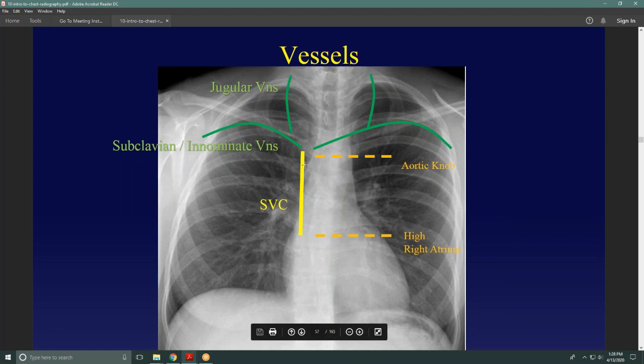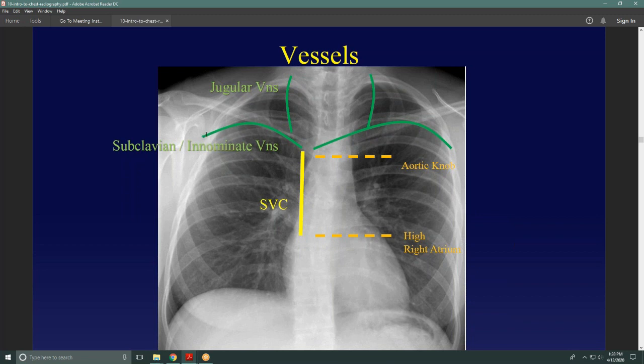Now, of note, this is your superior vena cava here, which extends roughly from the superior margin of the aortic knob to the level of the right atrium, where you just start seeing the right atrium pooch out over here. So this is where your SVC is going to live, and you're going to want your catheter to be in the mid to low SVC typically. Dialysis catheters, you'll want a little bit lower, but generally you're going to want your catheter living somewhere in this region right over here. Right at the atriocaval junction is ideal, but as long as it's somewhere in here, usually that's okay.